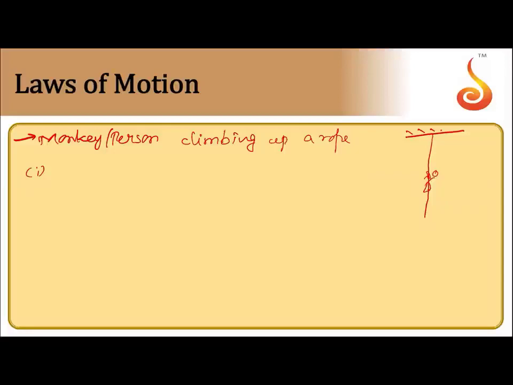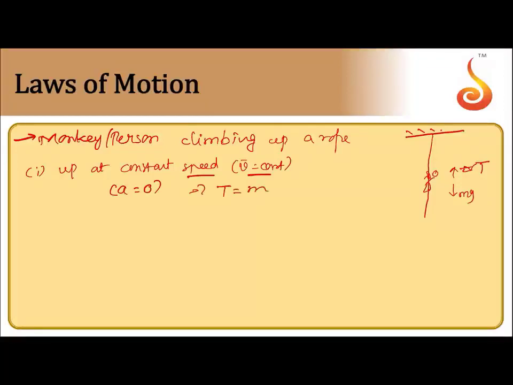Now first case, if the monkey is climbing up at constant speed, its velocity is constant this time because it is a one-dimensional motion, then what are all the forces? The forces are mg and of course T. So it is moving at constant speed, or velocity is constant, which implies that the acceleration is 0. That gives us T is equal to mg. Simple case. The tension in the rope is simply equal to the weight of the monkey.